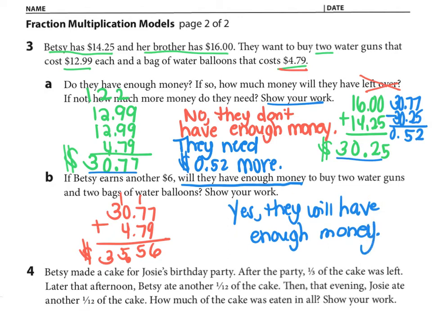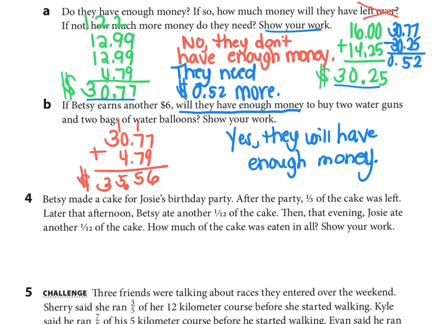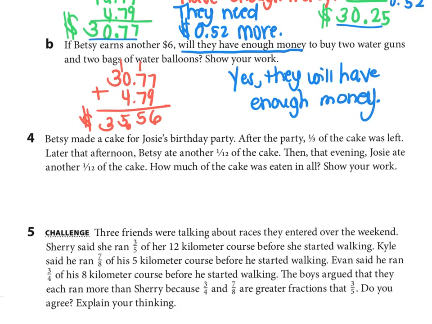Okay, now let's go to number 4. Number 4 says Betsy made a cake for Josie's birthday party. After the party, 1/3 of the cake was left. Later that afternoon, Betsy ate another 1/12 of the cake. Then that evening, Josie ate another 1/12 of the cake. How much of the cake was eaten in all? Show your work. So let's see.